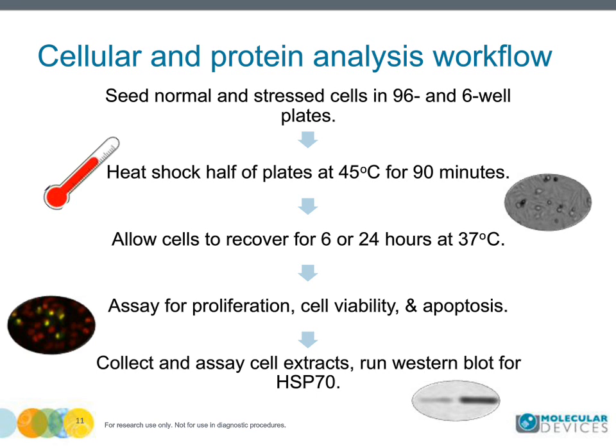So we took half of these plates and kept them at 37 degrees as controls. And the other half of the plates were placed in a 45 degrees Celsius incubator for 90 minutes to heat shock them. After the initial heat shock period, the cells were put back into a 37-degree incubator, and then they were allowed to recover for either 6 or 24 hours. And then at that point, we took the plates out at 6 or 24 hours and assayed them for proliferation, cell viability, and apoptosis. In the parallel samples, we collected and assayed cell extracts and ran the Western blot for the HSP70 induction.